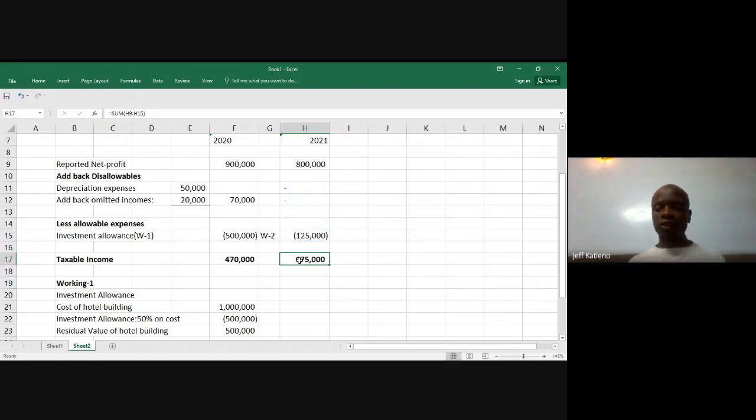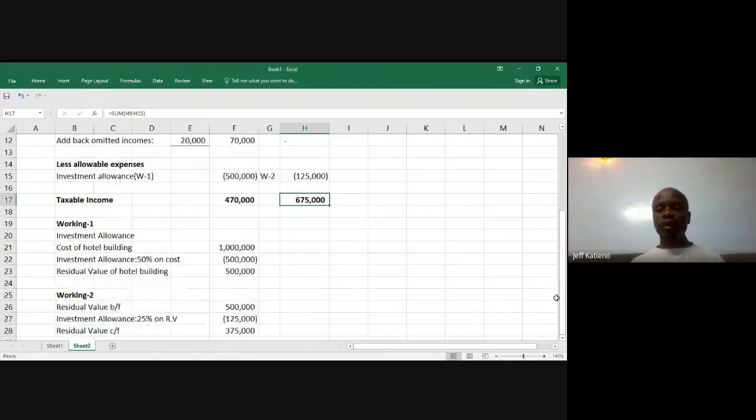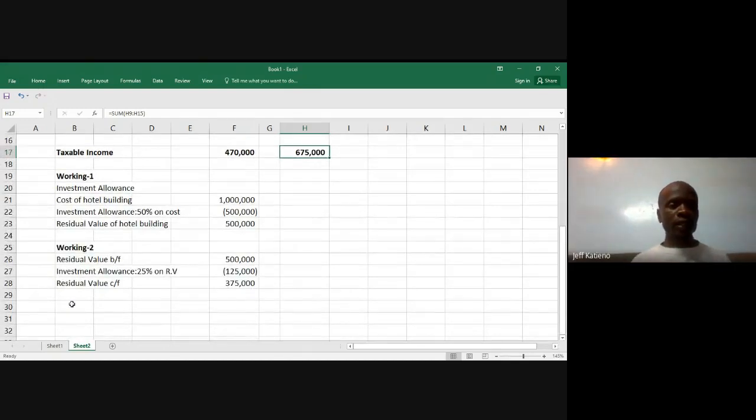So what about year 3? Then we wind it up. In year 3, the 25% will still apply because the 50% applies only in the first year. So working 3, we will have residual value brought forward, which is 375,000. Then we will have investment allowance on residual value.